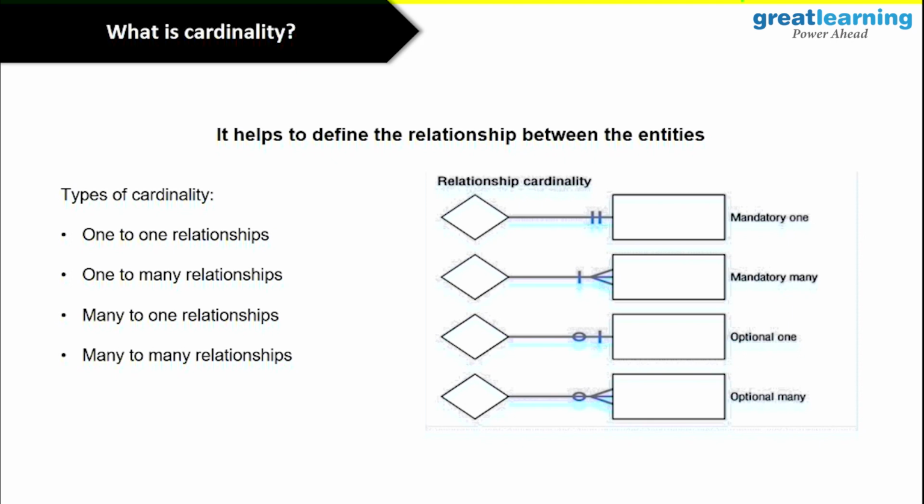Okay, now we will talk about cardinality. What is cardinality? It helps to define the relationship between the entities. What type of relationship? We are going to talk about that as well. Basically, we have 4 types of cardinality: one-to-one, one-to-many, many-to-one and many-to-many. We also have symbols by which we can represent these types of cardinality from one entity to another. So let's have a look, one by one, at what these cardinalities are and how they work.